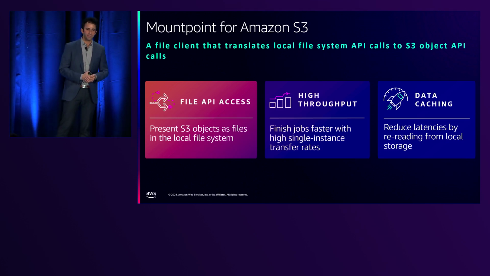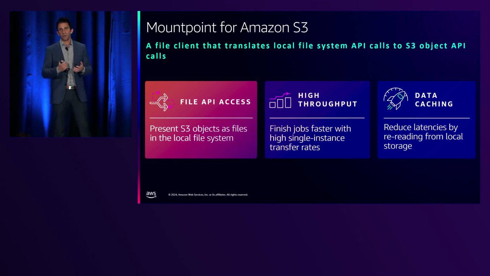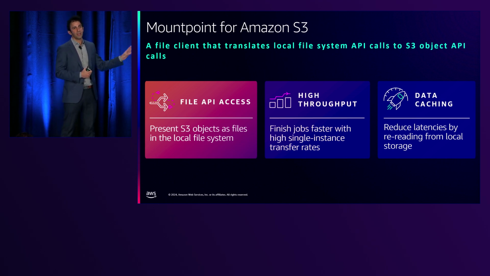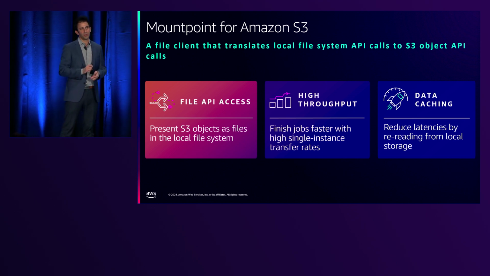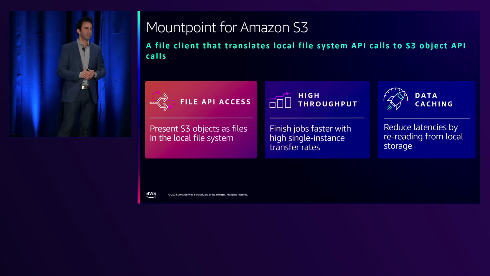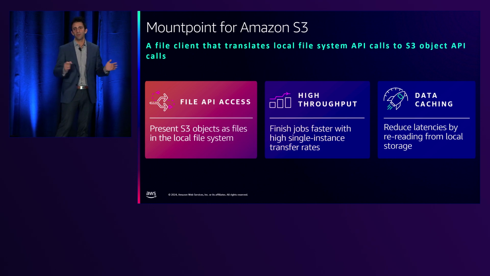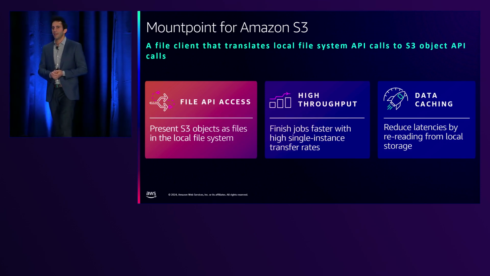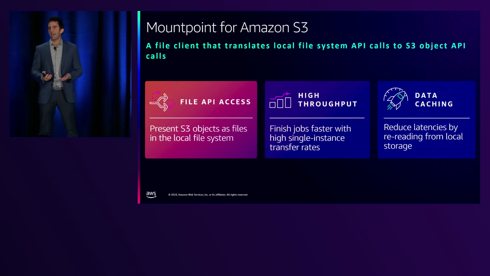I mentioned before that Amazon S3 provides high levels of throughput. The Mount Point connector actually provides optimum data transfer by looking at the specific instance that you're using to run your workload and spinning up the right number of parallel threads to drive that I/O from S3 to your compute instances in parallel without having to do anything on your end. So it takes care of a lot of the heavy lifting to get the best performance possible out of Amazon S3. And then we've also added capabilities like data caching.